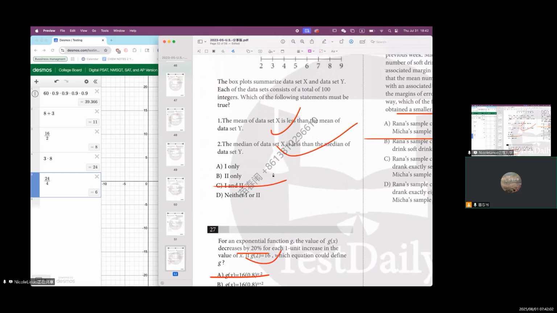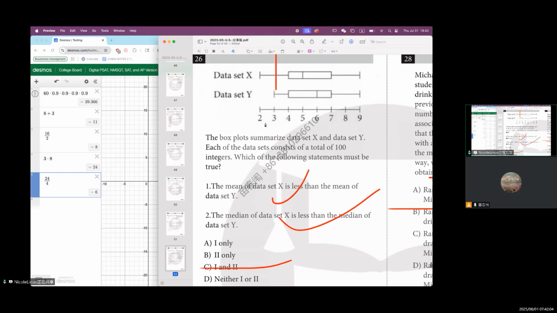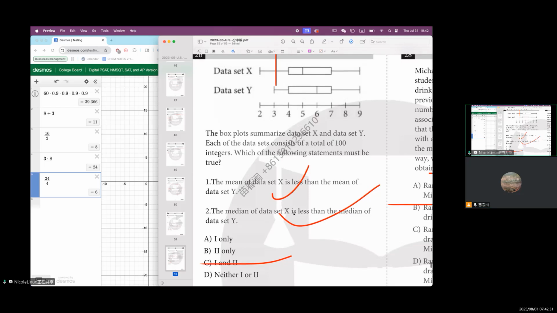Wait, what happened? I do have to look at this one because I thought 1 was okay. Let me see. Wait, wouldn't 1 be right? Because data set Y doesn't have 2, and their values are therefore bigger, so wouldn't the first one be right? Let me see. You're choosing which one? Initially C. The second one is okay. Let's take a look at the first one.